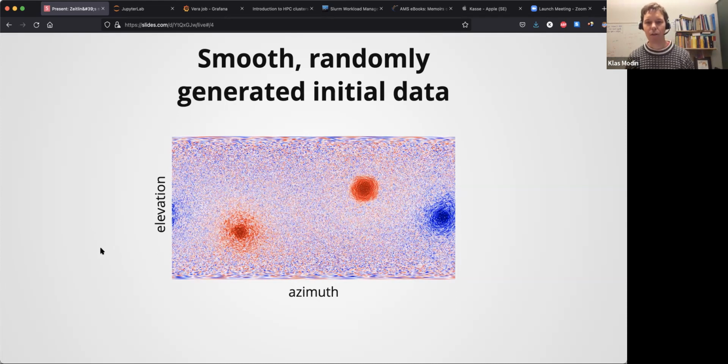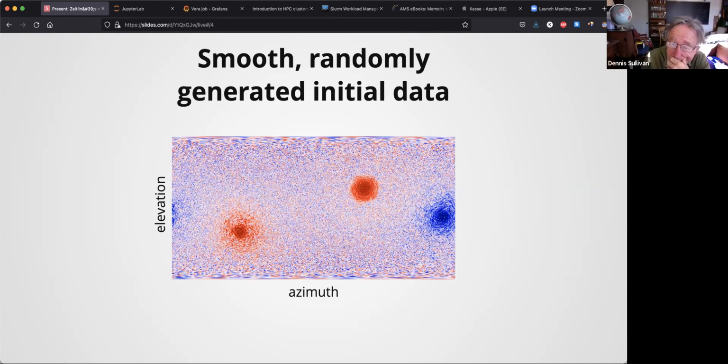And this, of course, has to do with the fact that the vorticity comes from some velocity field, some divergence-free velocity field, and that's the reason you have that. It has to be. It's topology. Yeah, exactly.